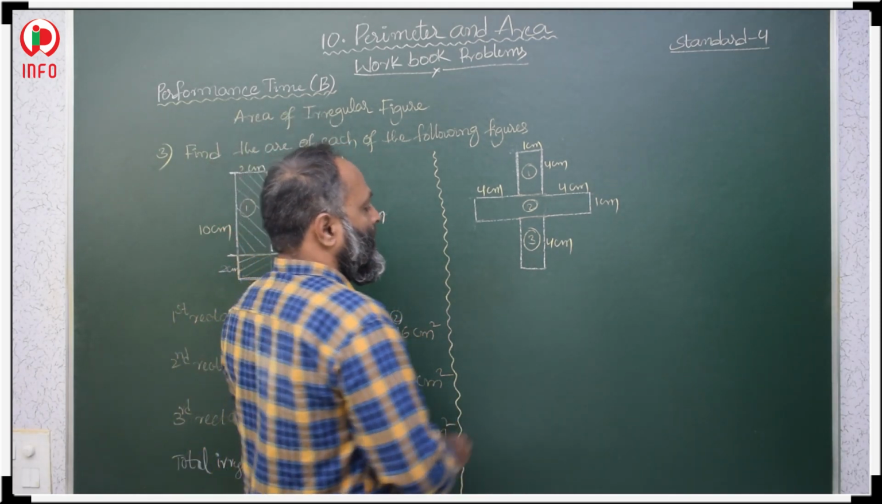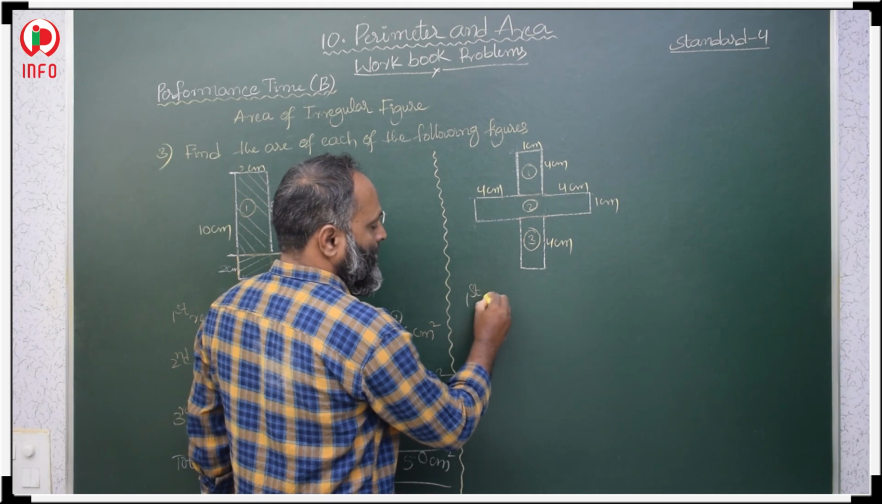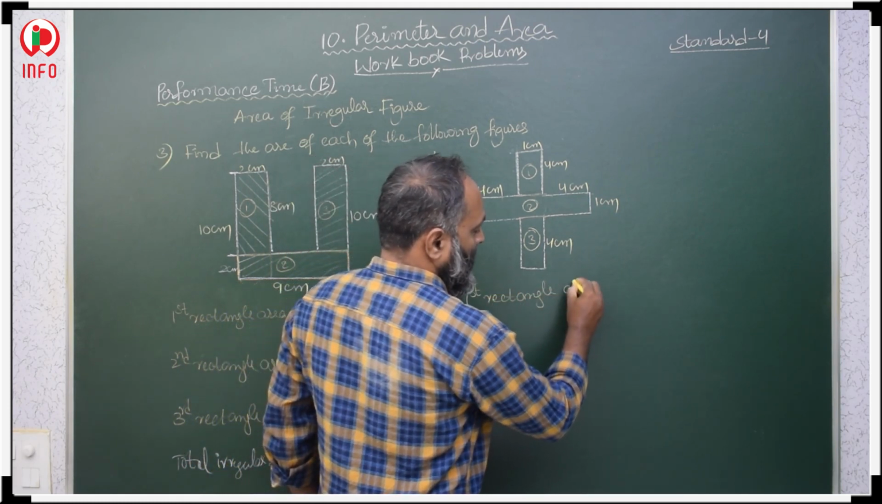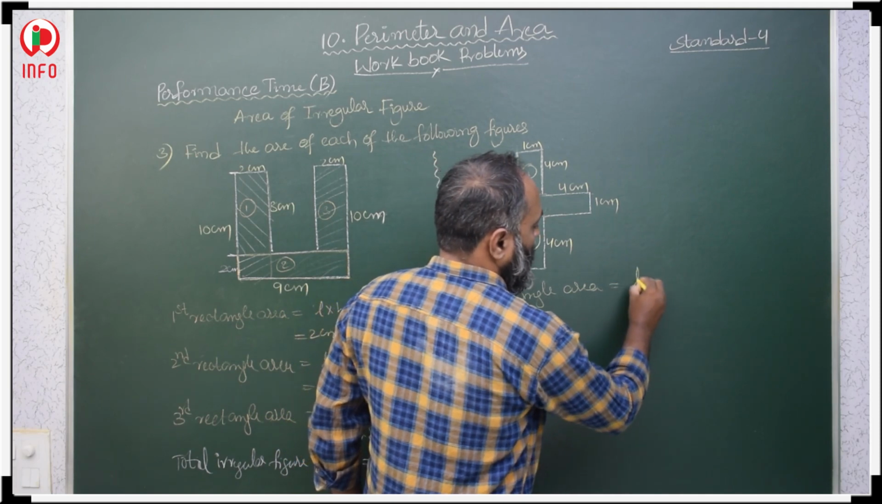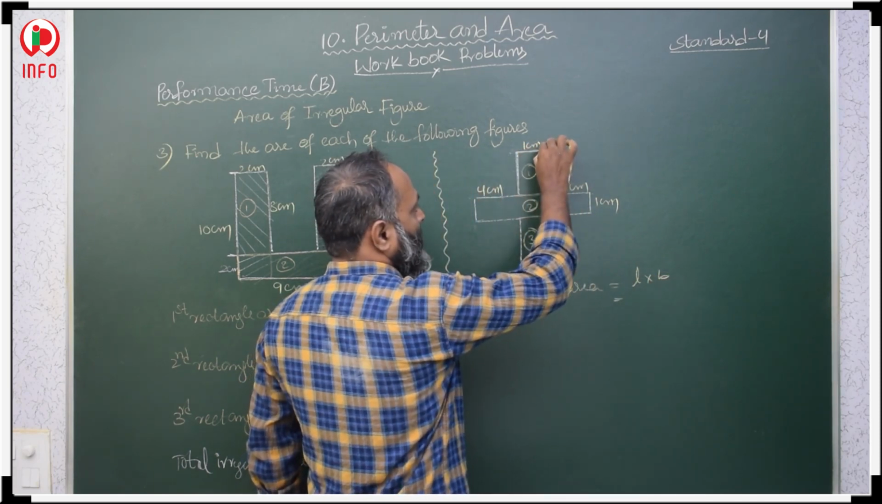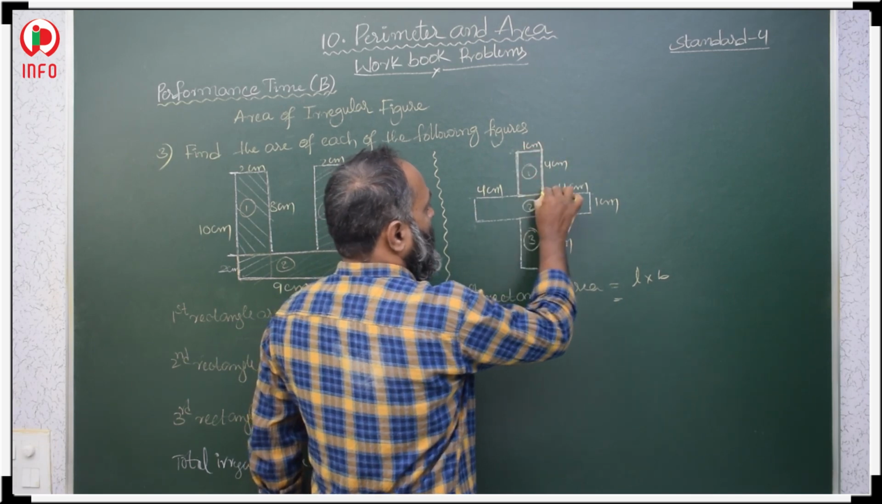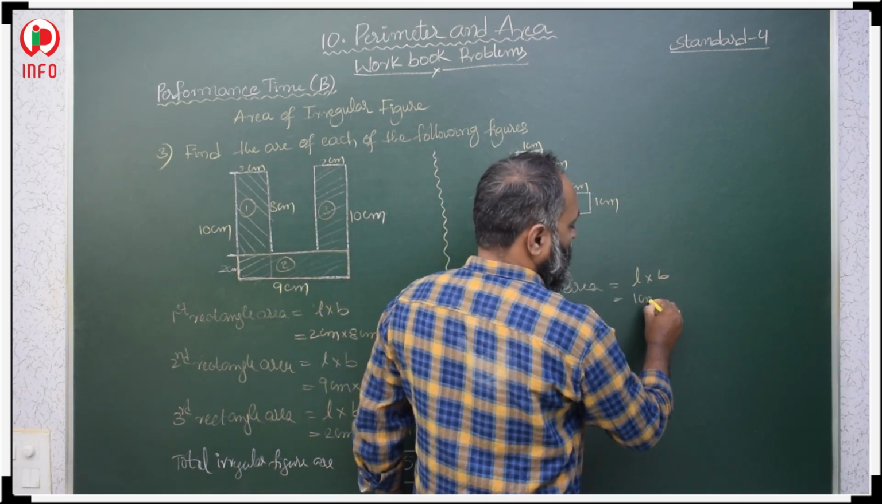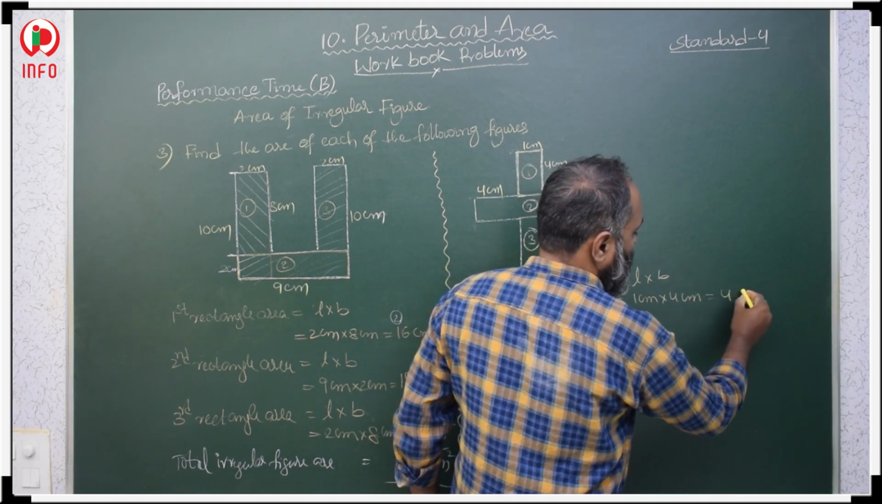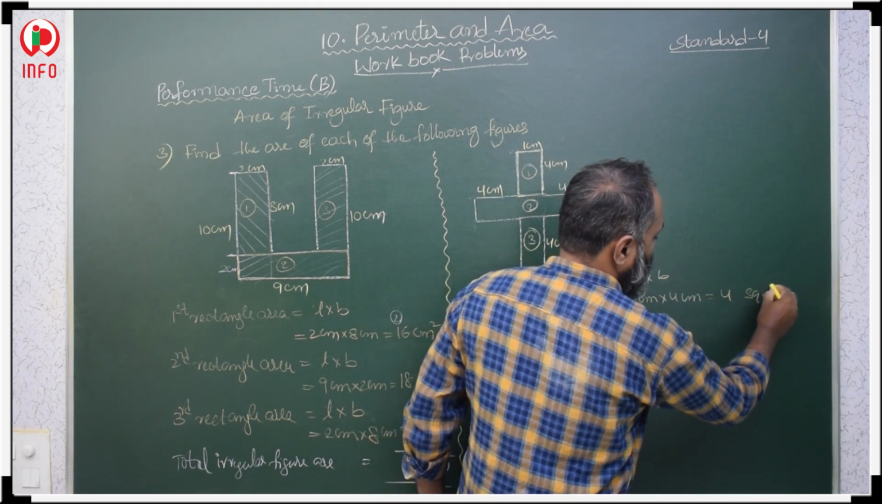Then first rectangle area is equal to length into breadth. What is the length here? 1, and breadth is 4. 1 centimeter into 4 centimeters. 1 4 is 4 square centimeters.